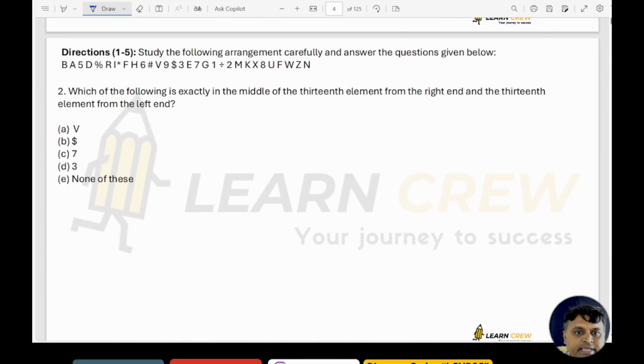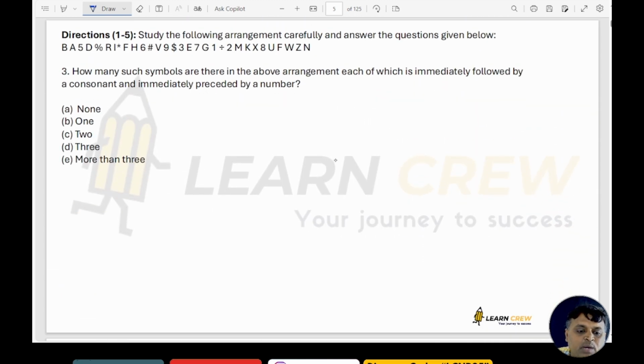Next, which of the following is exactly in the middle of the 13th element from the right end and the 13th element from the left end? So here, if you see 1, 2, 3, 4, 5, 6, 7, 8, 9, 10, 11, 12, 13, and again 1, 2, 3, 4, 5, 6, 7, 8, 9, 10, 11, 12, 13. Which is in the middle? If you see here, 1, 2, 3, 4, 5. So 3 is in the middle. So the answer is 3.